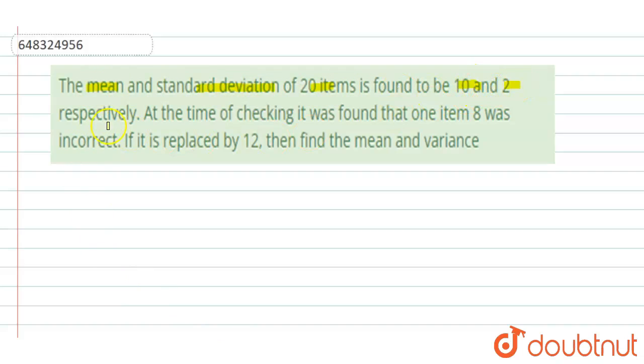Hello everyone, our question is: the mean and standard deviation of 20 items is found to be 10 and 2 respectively. At the time of checking, it was found that one item 8 was incorrect. If it is replaced by 12, then find the mean and variance.